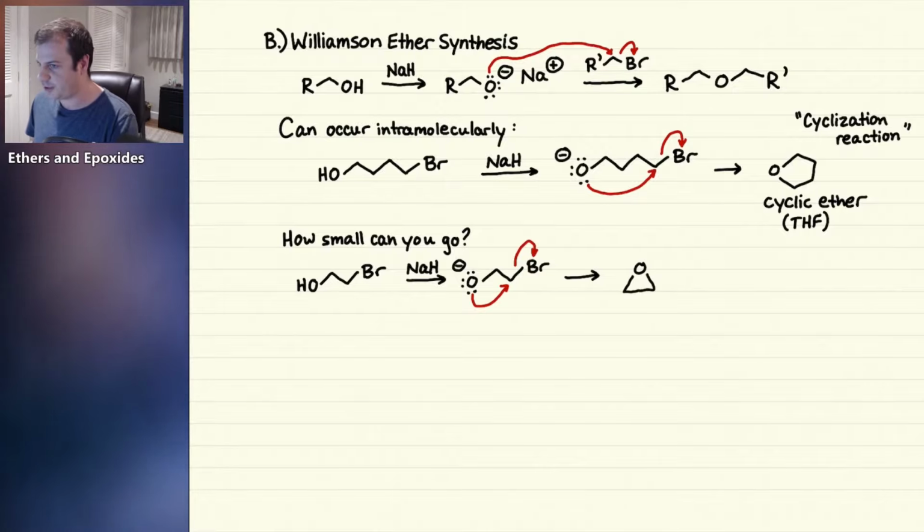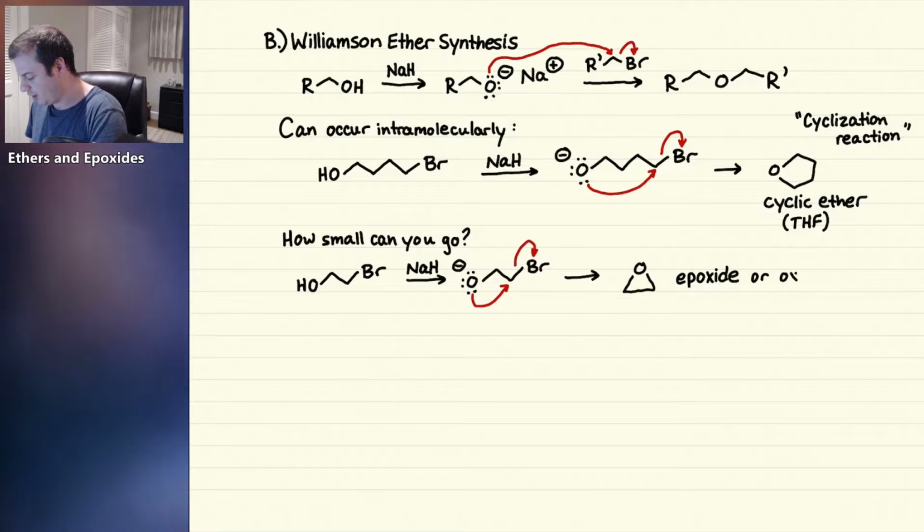And this ether is very special and has a very special set of characteristics and engages in a special set of reactions. And we're going to call this ether epoxide. This is an epoxide. It's its own functional group. It's also sometimes called an oxirane.